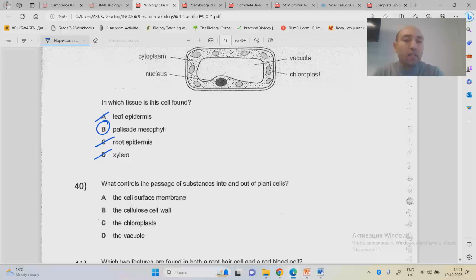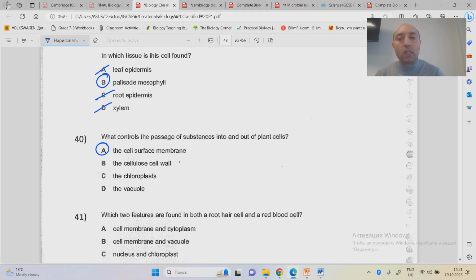What controls the passage of substances? You know that this is the function of the cell membrane. We know that the cell membrane controls what enters in and out. So it is A. As you know, the cell wall is fully permeable. Fully permeable means that it lets all substances pass easily through it.